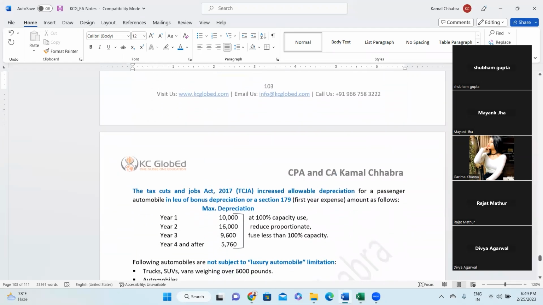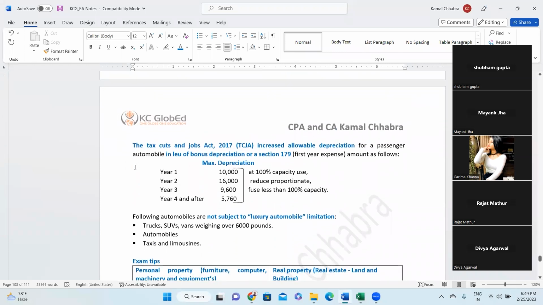Yeah, but the maximum limit is this: 10,000, 16,000, 9,600, and 5,760. Not more than that. Okay. But yes, if you take those cars on lease, then you get the tax advantage. Yes, lease is allowed. Lease expense is allowed, but depreciation is not.